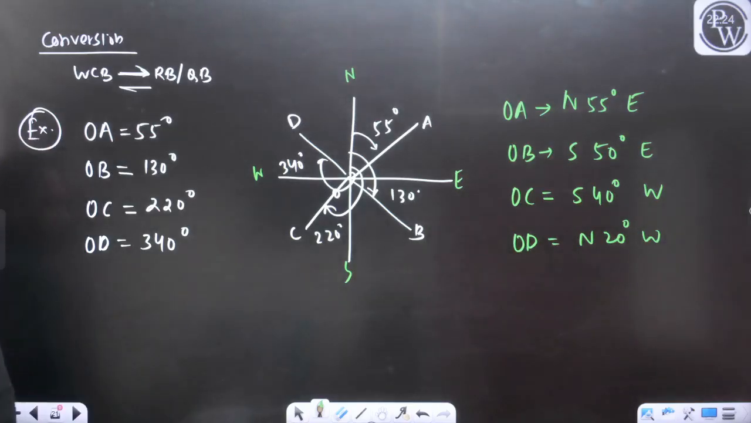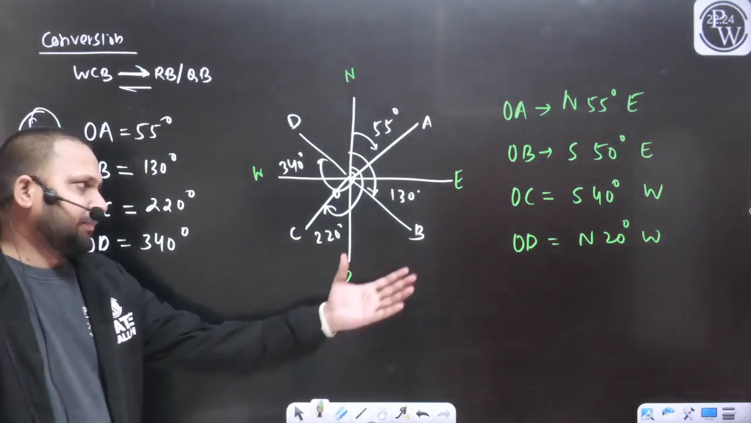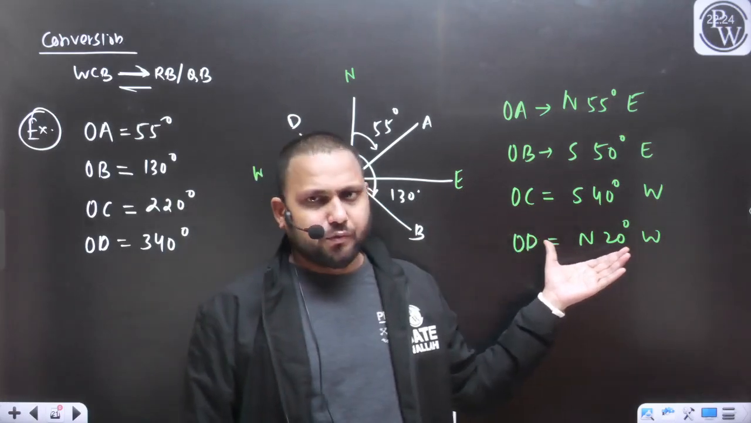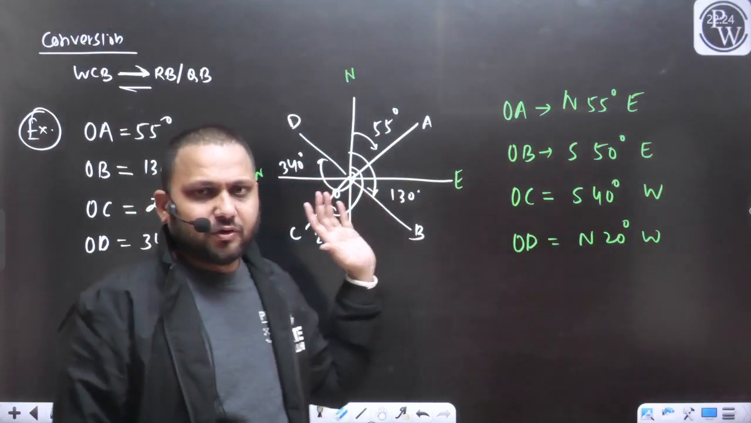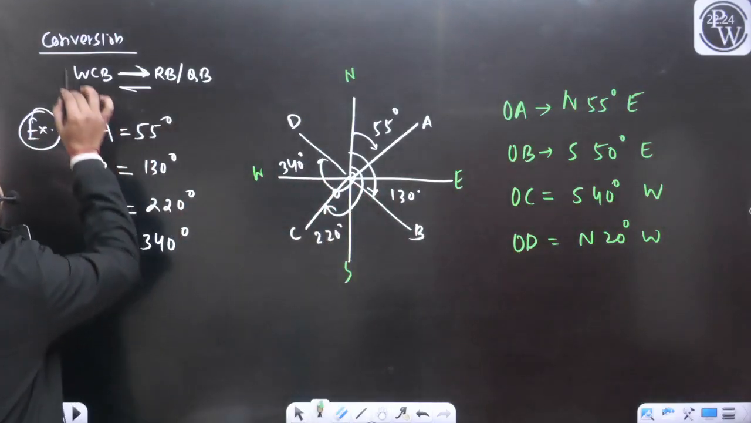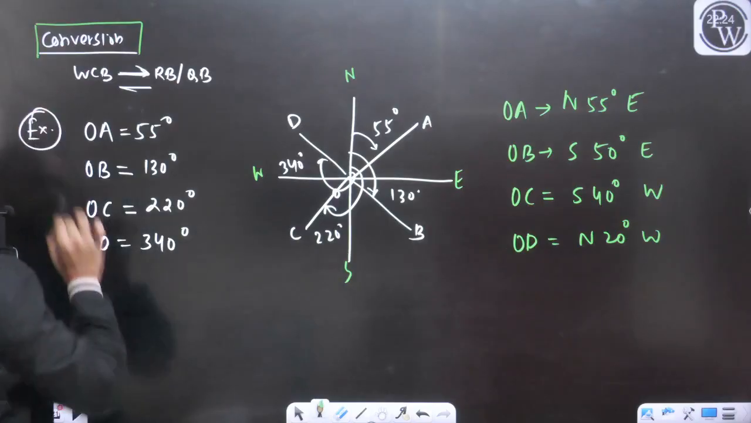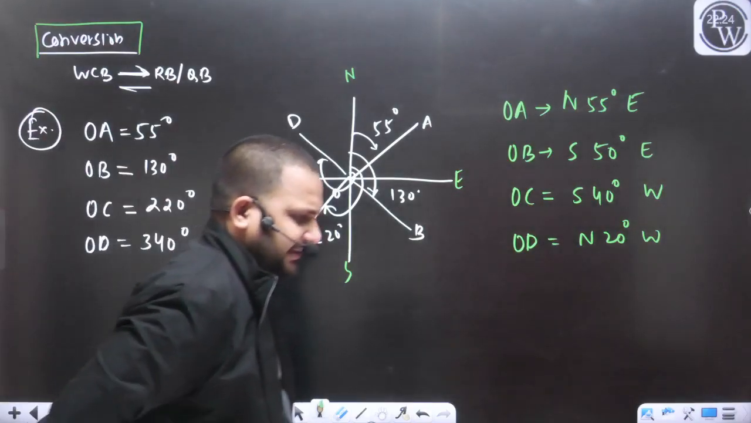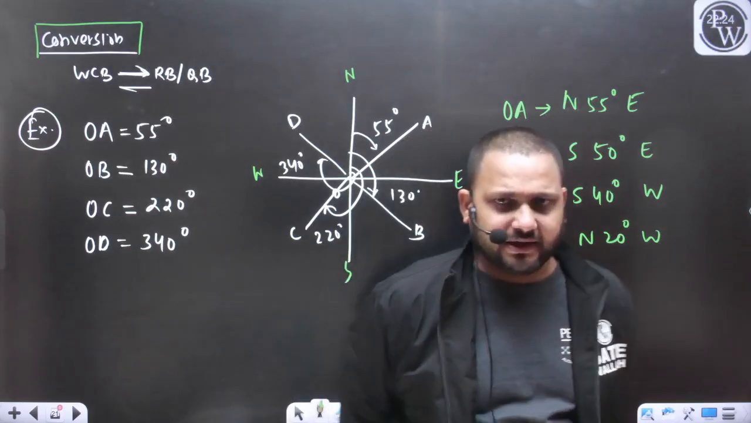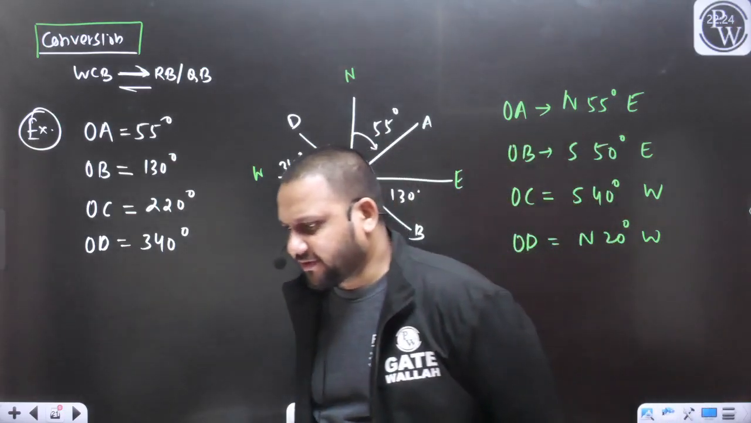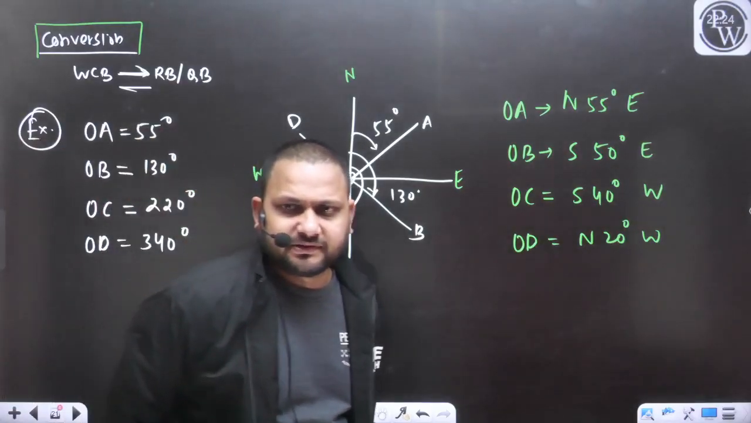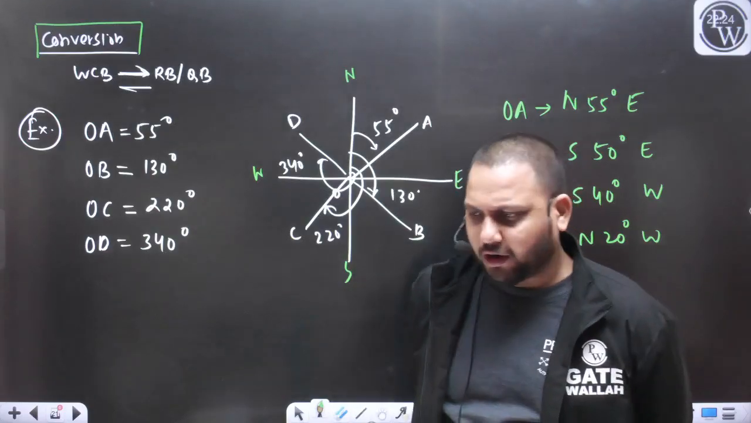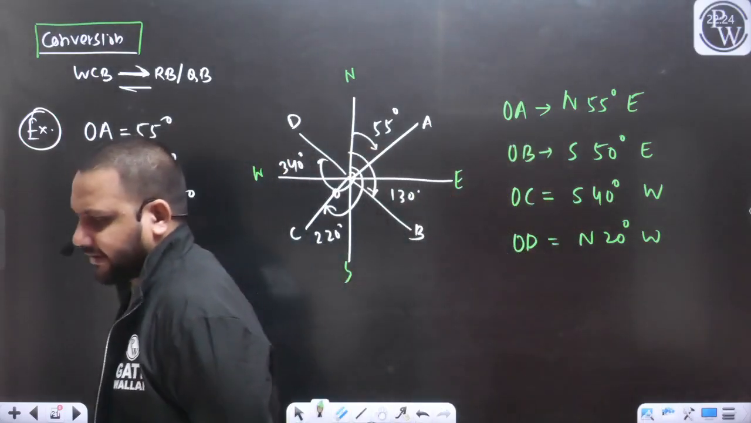I think there is no problem. Similarly, they can provide you the bearing in the RB or QB system and ask for the bearing in the WCB system. So you will get these types of conversion problems in your exam. In general, both systems are correct for the representation of bearing, the WCB system and the RB and QB system.